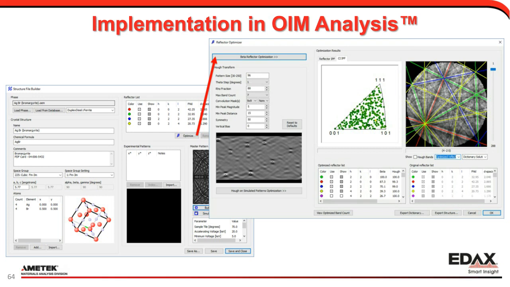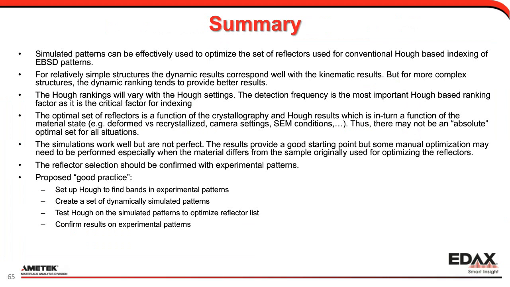So once again, I won't go through that summary again. Let's go to the last point there. The last 2 points, the reflector selection, whether you use kinematic or dynamic, it's just good practice to confirm them with experimental patterns. So kind of the approach we've taken is to set up the Hough to find the bands in experimental patterns, create a set of dynamically simulated patterns, test the Hough on the simulated patterns to optimize the reflector list, and then finally confirm those results on the experimental patterns.